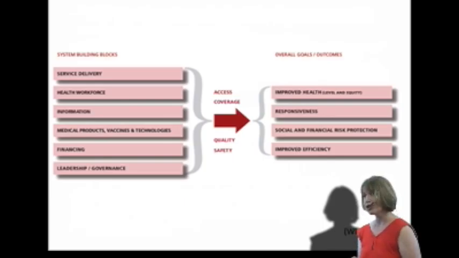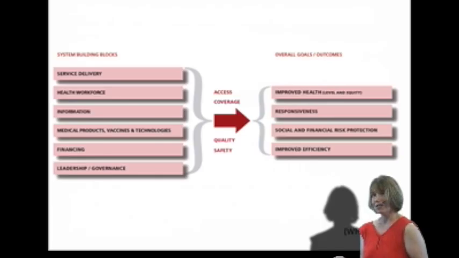But then we also have social goals. We want the health service to be responsive to the population served. It's important to have that as a trust, because a health system is also a social institution. We want there to be social and financial risk protection, so that becoming ill does not mean your financial ruin. It does not mean that you then have to spend all your assets on seeking health care. And in the WHO framework, one of the goals is also improved efficiency within the health system.